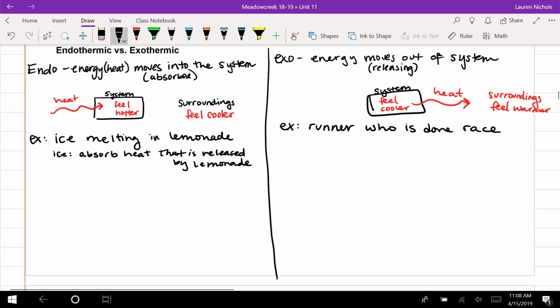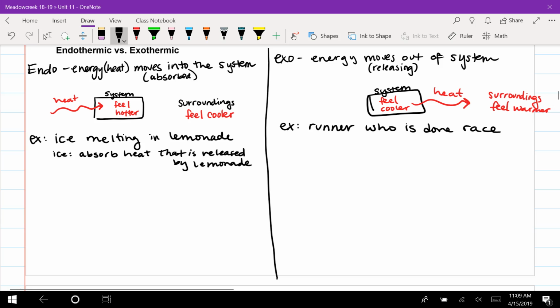If they have just run a race, their bodies are going to start releasing heat in order to cool down, because they have all this energy that they've just been using to run this race. If it's cold outside, you'll be able to see steam rising from an athlete's body. That is because the heat they're releasing is being absorbed by the sweat on their bodies, and it's literally enough to turn into a vapor. So the runner is releasing heat, the sweat is absorbing it, and it's turning into a vapor.